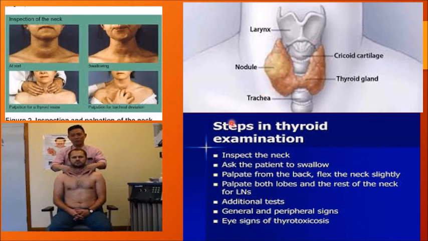So the steps will be inspection of the neck, ask the patient to swallow, palpate from the back, flex the neck slightly as you do so, palpate both lobes and the rest of the neck for lymph nodes. Additional tests may be necessary: general and peripheral signs and eye signs of thyrotoxicosis. This slide here shows you how the patient is examined from the back.